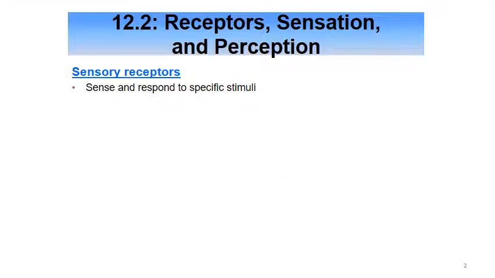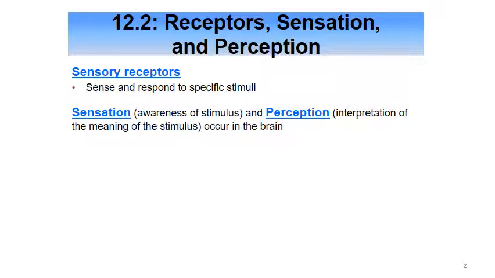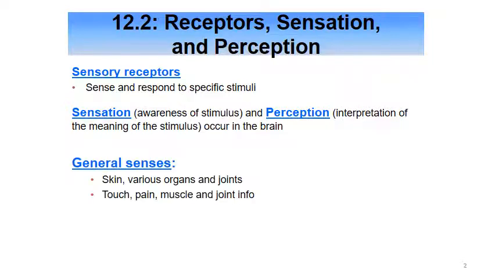Okay, so we're going to start out with the sensory receptors. What a sensory receptor really means is the beginning part of a nerve cell. So this is the part of the nerve cell that picks up the information. So it senses the information and responds to the information. So sensation just means an awareness of stimulus. Perception, the interpretation of the meaning. The interpretation of the meaning occurs in the brain.